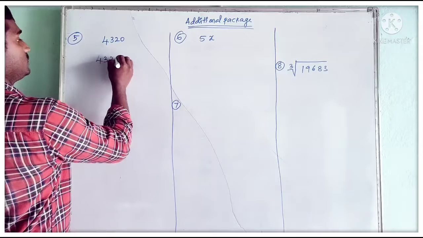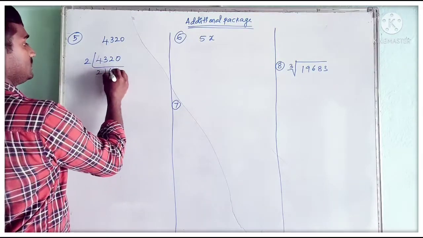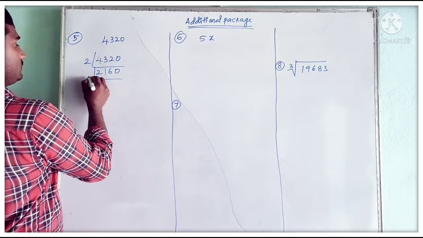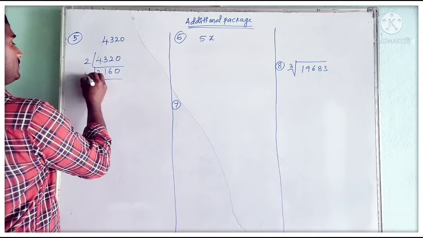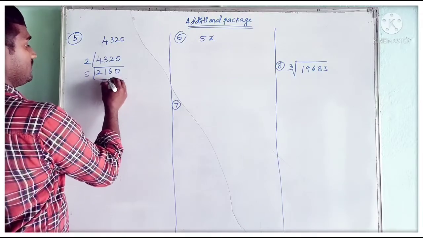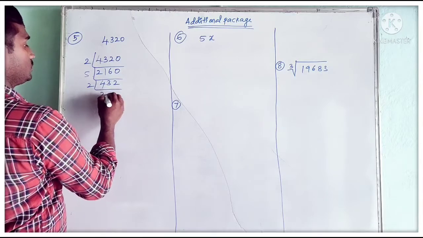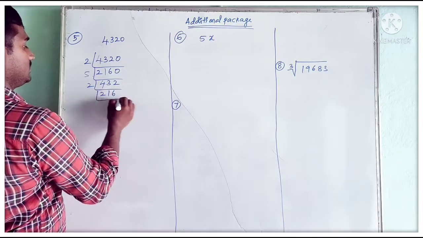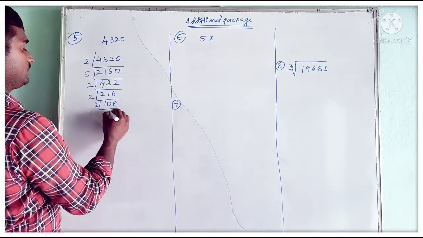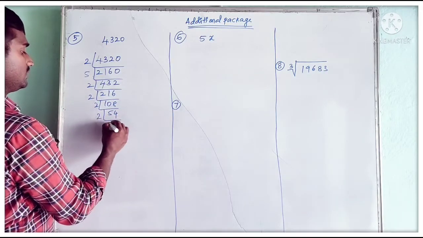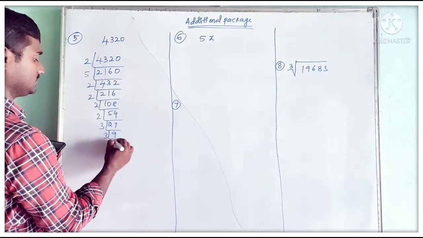So 4320 here, 2 2s are 4, 2 1s are 2, 6s are 20. Next, 2 table, you can divide in the 5 table. 5 4s are 20, 5 3s are 15, 5 2s are 10. Next again 2 table, 2 2s are 4, 2 1s are 2, 2 6s are 12. Next, 2 108s are 216, 2 54s are 108, 2 27s are 54, 3 9s are 27, 3 3s are 9.